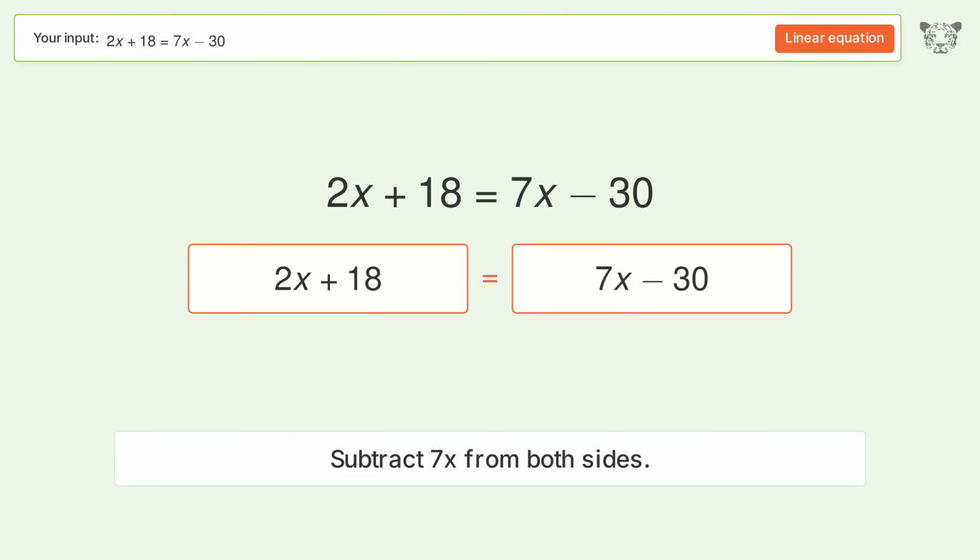The right side has 7x. To collect the x terms on one side, subtract 7x from both sides. That gives -5x + 18 = -30.